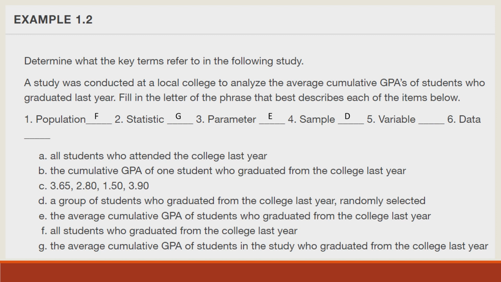The variable, so that's going to be the question we're asking or the thing we're looking for. It's going to be B, the cumulative GPA of one student who graduated from the college last year. And then the last thing is the data. In this case, it's C, 3.65, 2.80, 1.50, 3.90. So the specific values of GPAs of the individual students who graduated from the college last year.